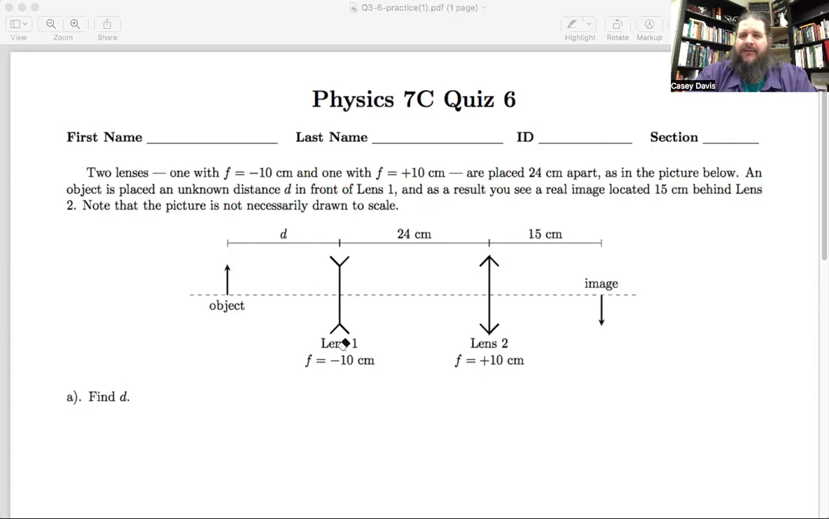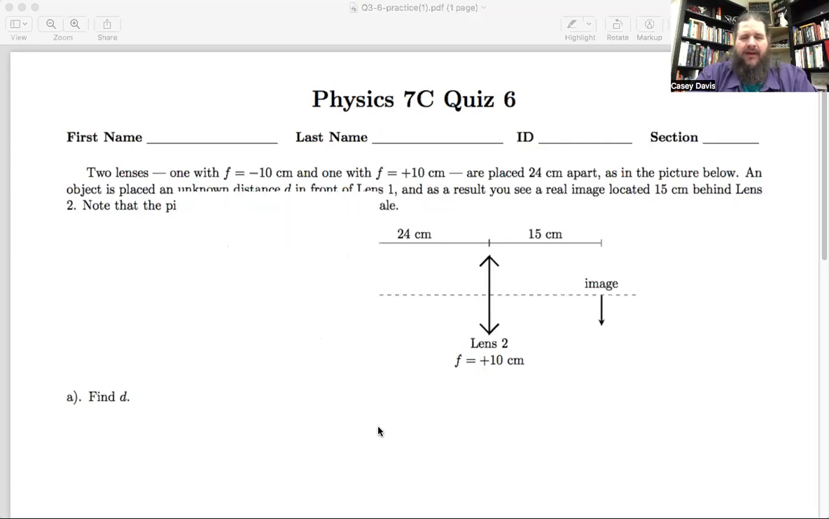Yeah, I think we are going to have to work backwards here, because in terms of the actual chronology of the direction light's traveling, light from the object goes through lens 1 and forms an image. Lens 2 treats that image as the object and creates another image. But we don't know the initial distance from object to lens 1, but we can work backwards from the final image, figure out where lens 2's object had to be. So let's start with that, working backwards from the end.